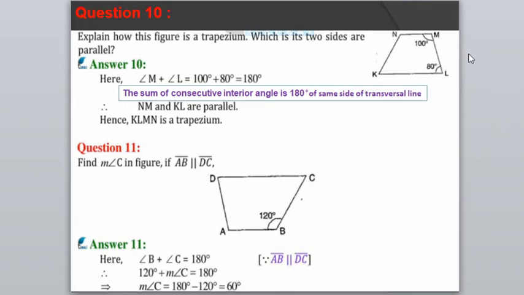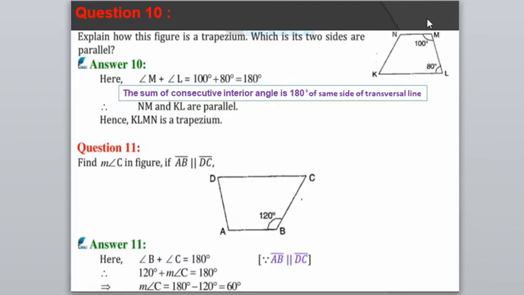four sides and four angles are given, in which the measures of two angles are given: angle L is 80 degrees and angle M is 100 degrees. Notice here that the line segments NM and KL are cutting the line ML, which means ML is a transversal line. It makes two angles, and their measures are given as 100 degrees and 80 degrees.